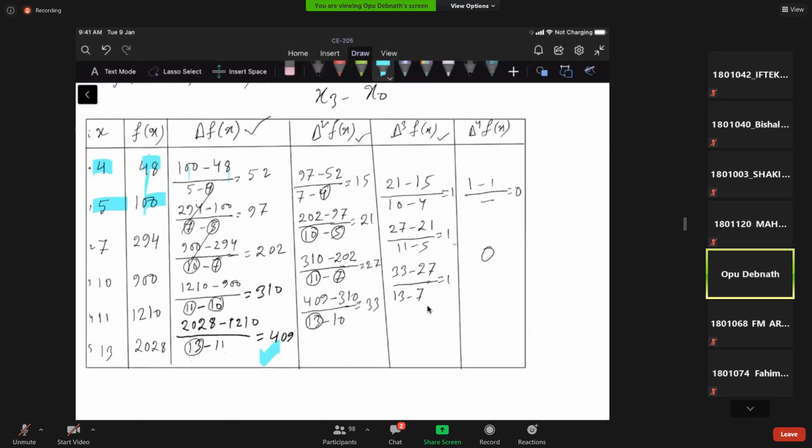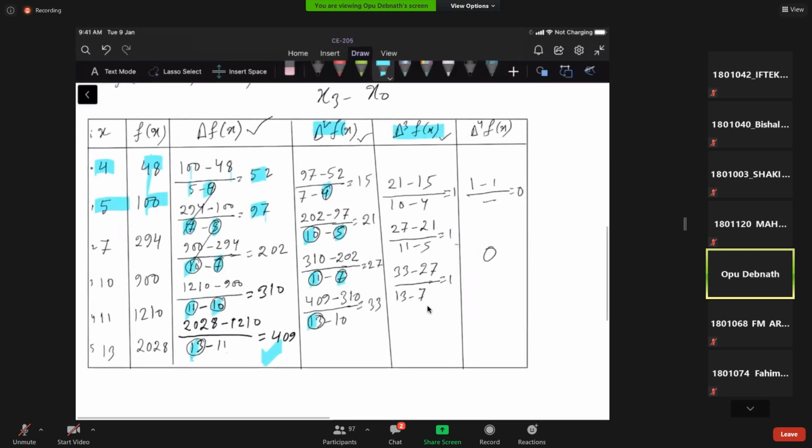And thereafter, for the second difference, come here, and second term minus first term, that means 97 minus 52, and we will follow these patterns. So we use 97, 52, and you can see these terms are common, so we eliminate this. We use 7 minus 4, and for the next one also 10 minus 5, 11 minus 7, 13 minus 10. Again, when we go for the third order, the same technique, these values will be used. So by using this technique, you can complete the divided difference table.